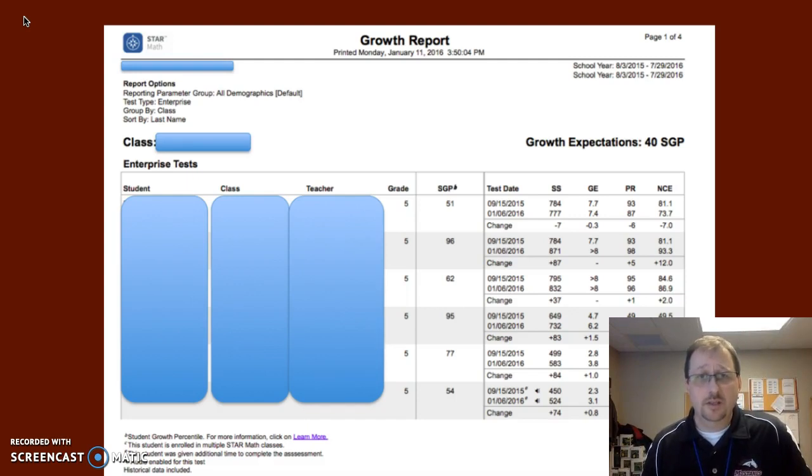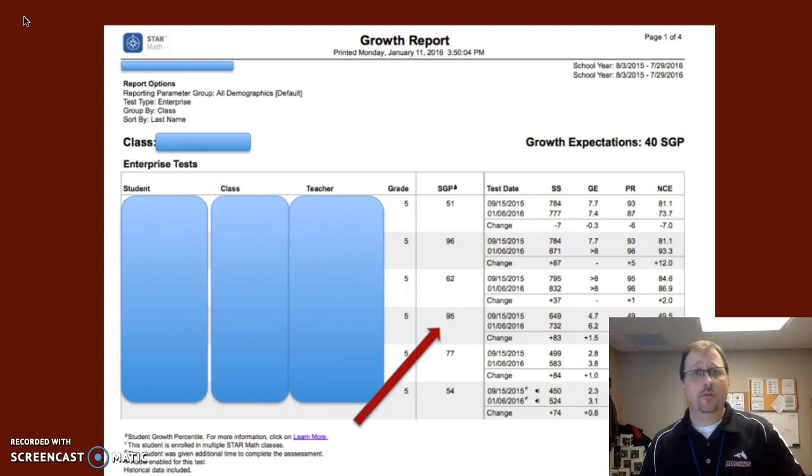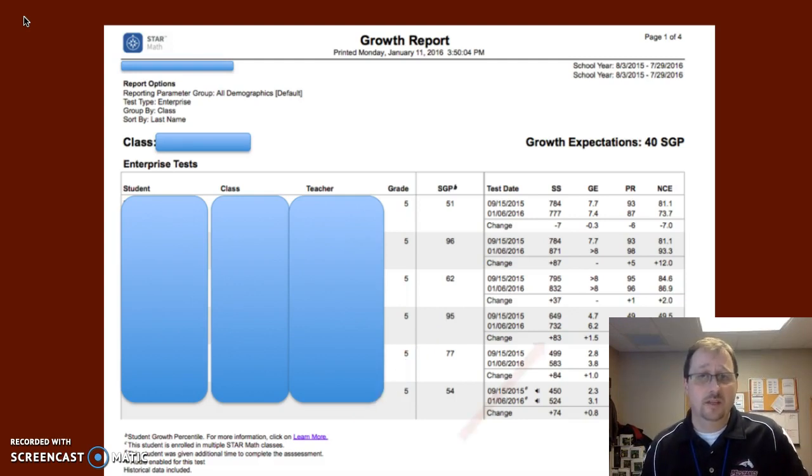A student in this case who has an SGP of 95, we know that student showed more growth than 95% of students who had a similar starting scale score. In this case, the student had a scale score of 649 and saw growth of 83 points, up to 732. Looking at their percentile rank, that student went from the 49th percentile to the 72nd percentile, or saw a growth of 23 percentile points.